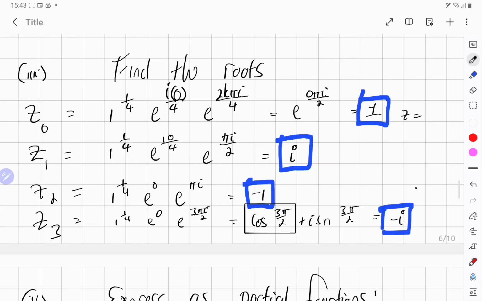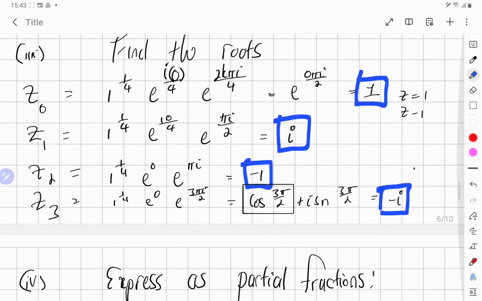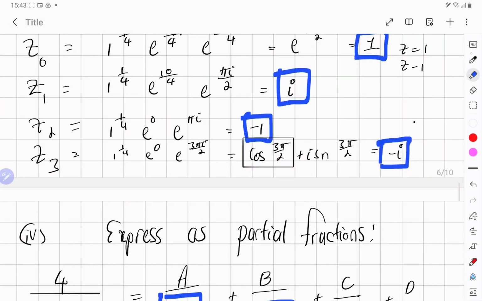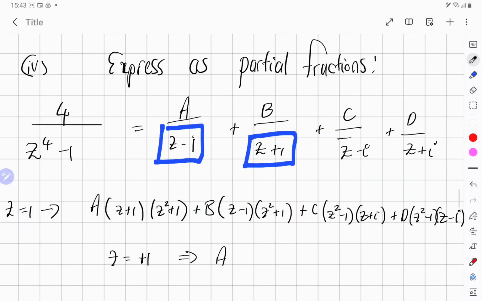You have z equals 1, so you have your factor z minus 1. Then you have z equals -1, so you have z plus 1. You have z equals i, so you have z minus i, and here the last one you have z plus i. Hence my partial fractions.